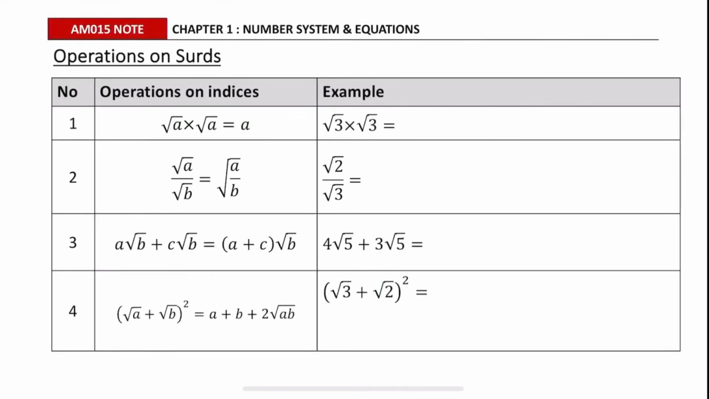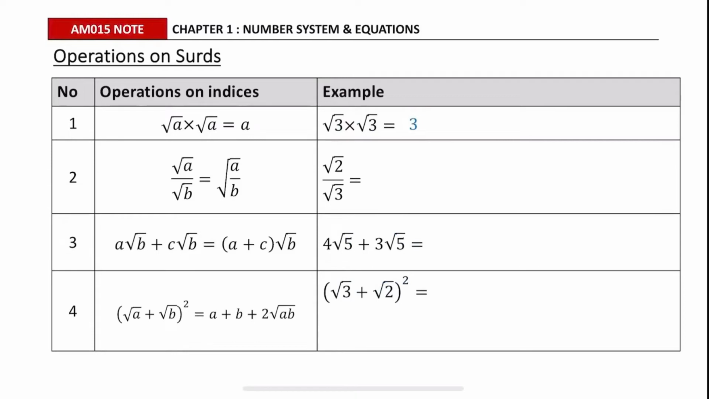Before we go deeper into surds, we must first learn the operations on surds. The first one is the multiplication of the square root of a by itself. That means the square root of a multiplied by the square root of a is equal to a. For example, the square root of 3 multiplied by the square root of 3 is equal to 3.